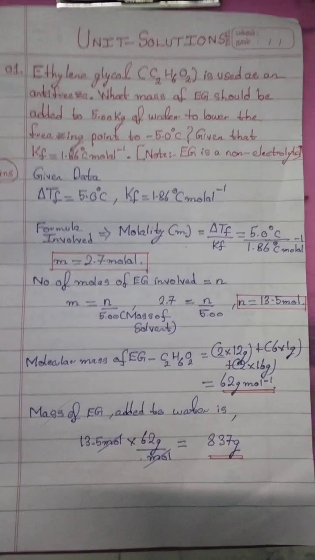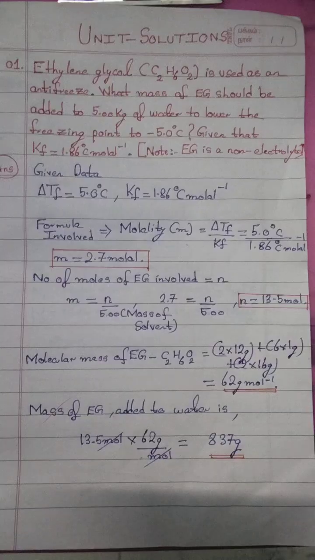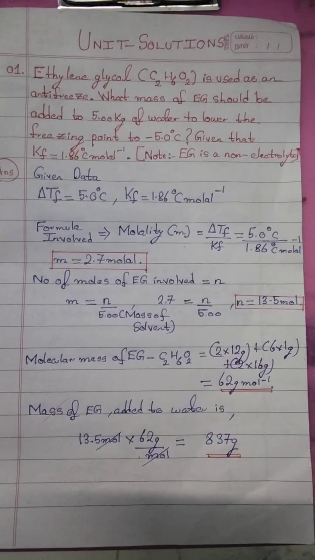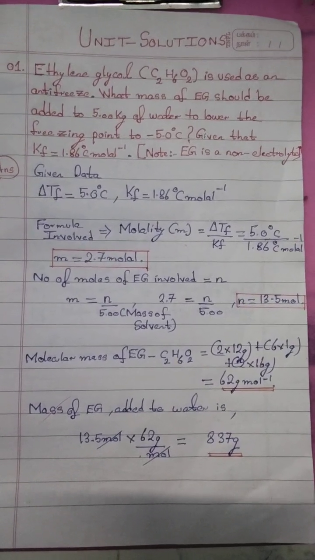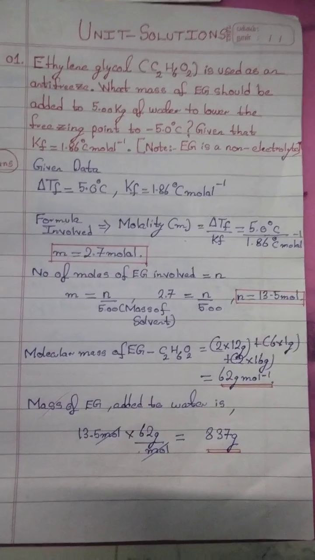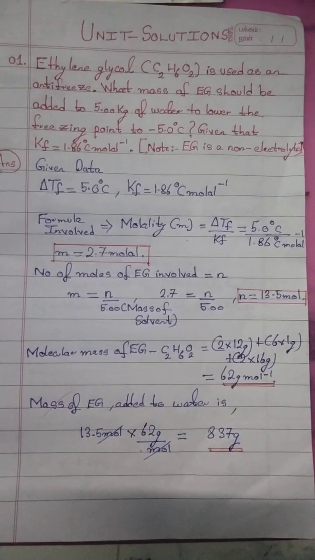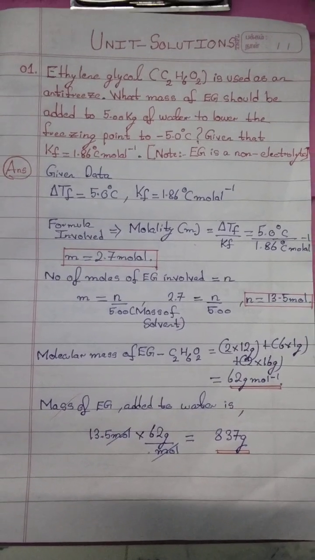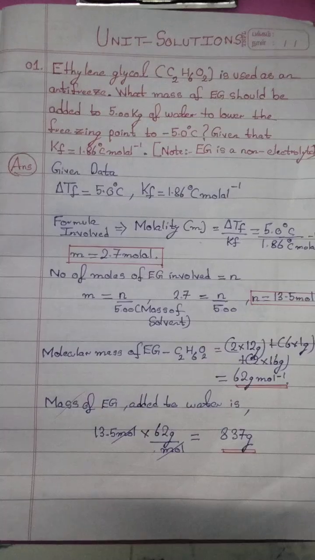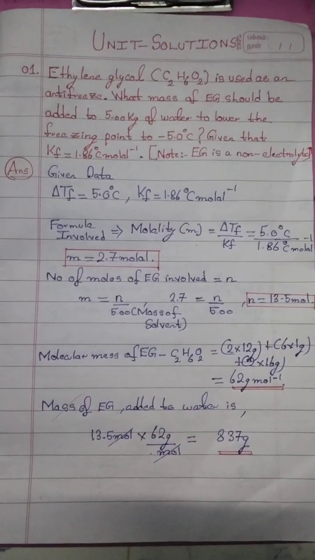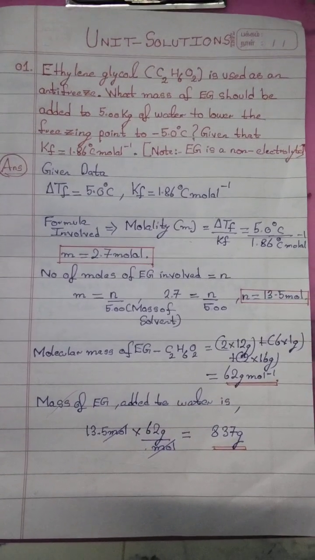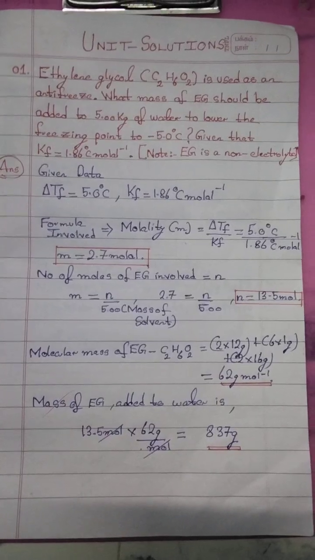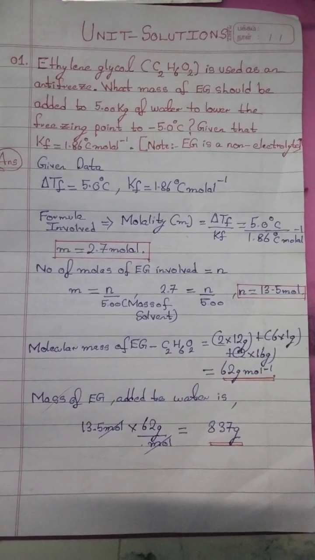Question number 1. Ethylene glycol is used as an antifreeze. What mass of EG should be added to 5 kg of water to lower the freezing point to minus 5 degrees Celsius, given that Kf equals 1.86 degrees Celsius per molal? Note, EG is a non-electrolyte. The meaning of the word non-electrolyte is it does not dissociate into cation and anion.